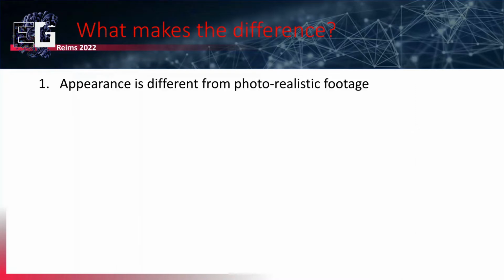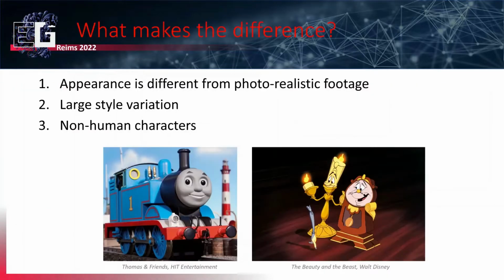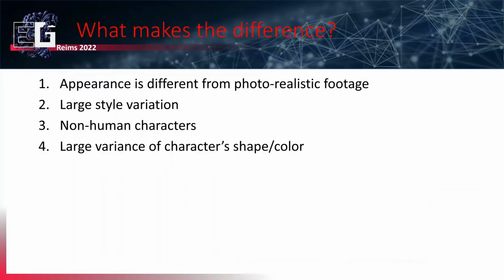For once, animated videos are produced differently. Also, styles have high variance. Variance between anthropomorphized characters is high due to shape, style, and animation techniques. We can see here CGI, manga, cutout, and other technologies. Also, characters could wear any shape, which is another challenge.